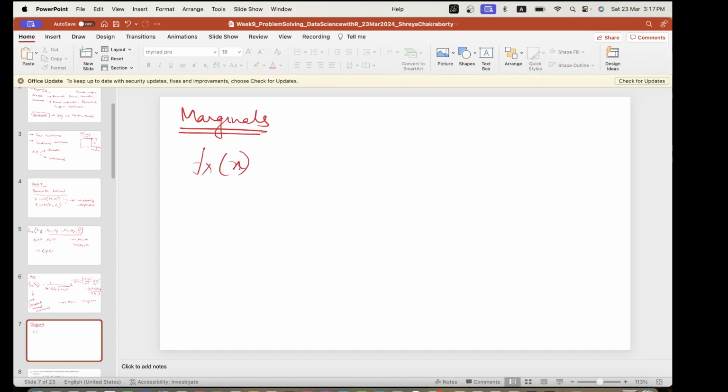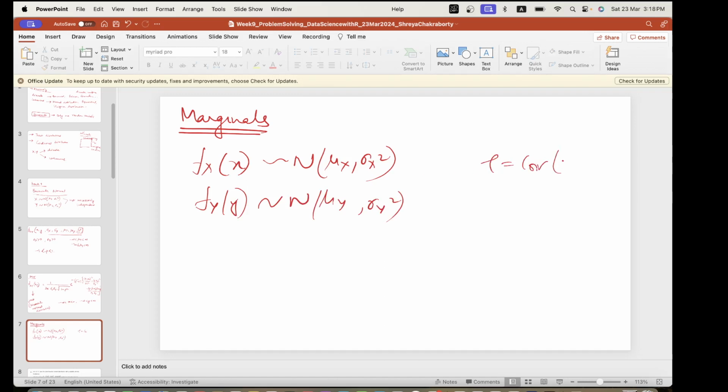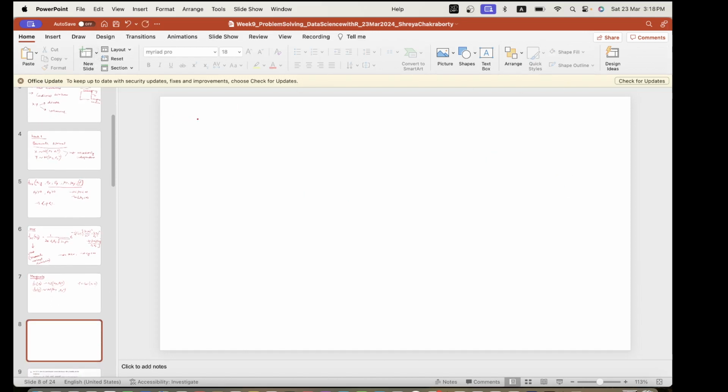So if I have to do the marginals, fx follows normal mu x, sigma x square, and fy follows normal mu y, sigma y square, and rho is the correlation coefficient between x and y. Alright, these are the marginals of that joint distribution. Now what about the conditionals?